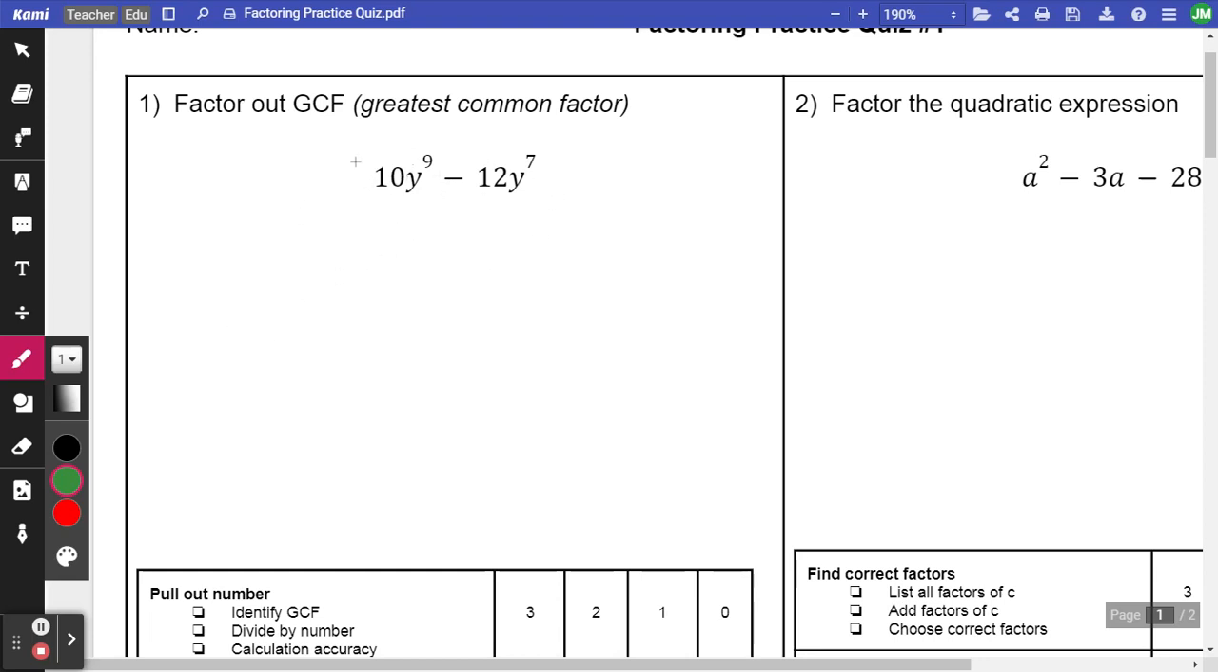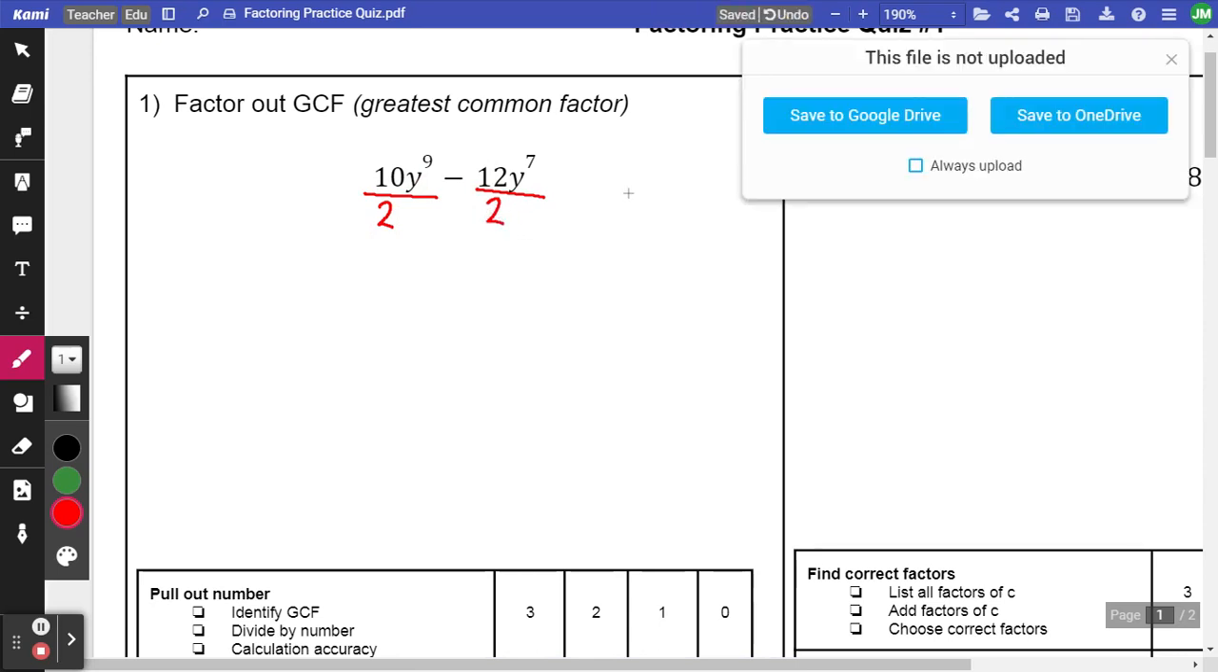I know that 10 is divisible by 2 and 12 is divisible by 2 because they're both even numbers. And the factors of 10 are 2 and 5, and 12 are 2 and 6. So the most we can take out is 2 for both. So I can divide out 2 out of both of these.